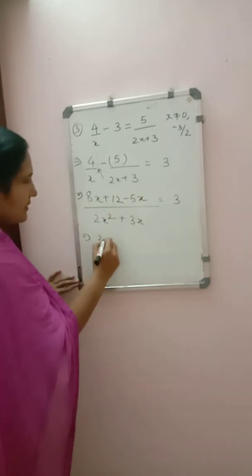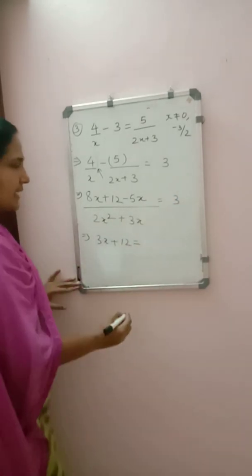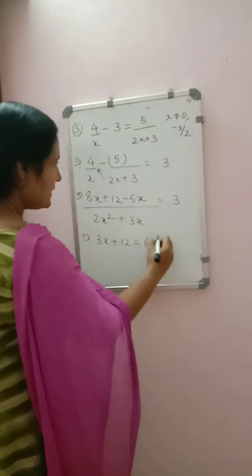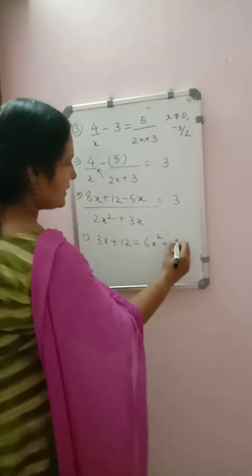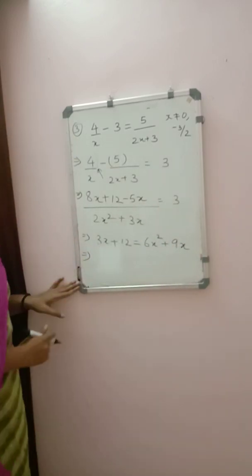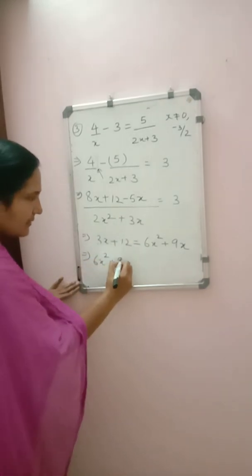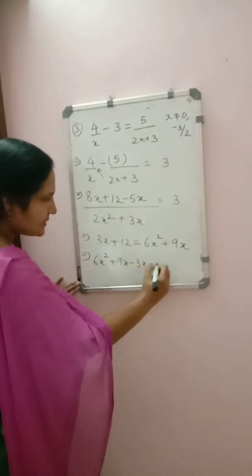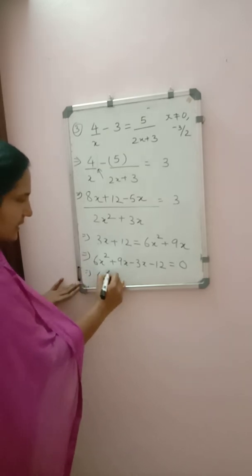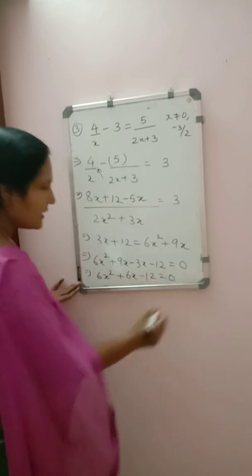8 minus 5, 3x plus 12 is equal to, shifting the expression to the right hand side and multiplying it by 3 also. So 3 into 2, 6x square, plus 3 into 3x, 9x. Shifting these two expressions to the right hand side and rearranging the polynomial. So it will be equal to 6x square plus 9x minus 3x minus 12 is equal to 0. 6x square plus 9 minus 3 will be equal to 6x minus 12 is equal to 0.